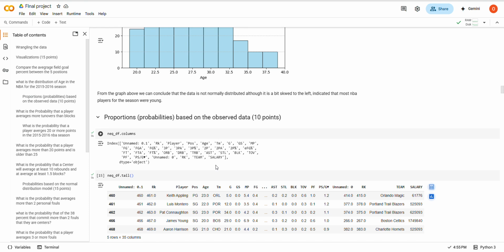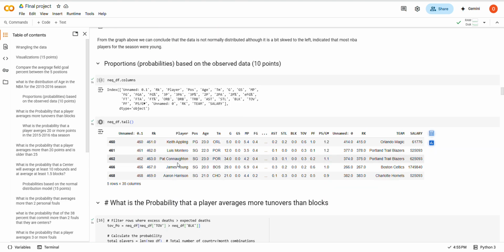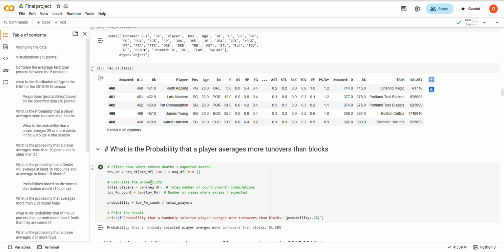And moving on to the next part of the notebook, which dealt with the probabilities. We decided to come up with a couple of probability questions that we could try to answer with the available data that we had. So the first one was, what is the probability that a player averages more turnovers than blocks? So what we did was, first we set the condition where we created a new variable, and in this variable we're going to store only players that had a higher turnover than blocks, and all those players will get stored in here.